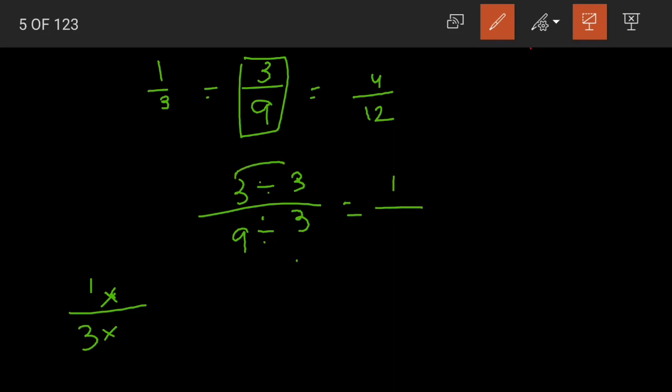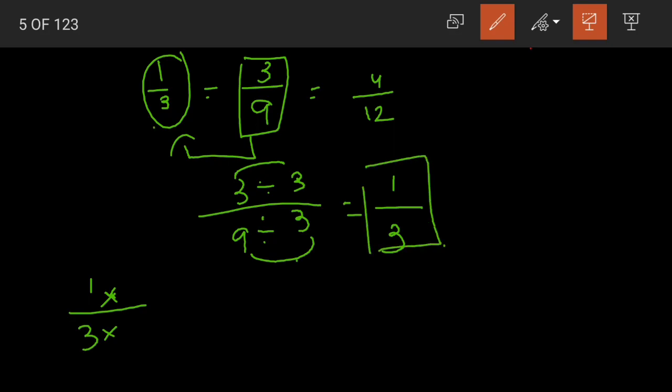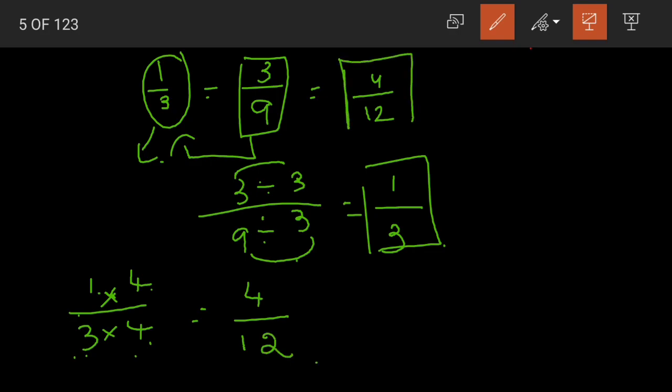3 divided by 3, 1, then 9 divided by 3 is equal to 3. Yes, so 3 by 9 is equal to nothing but our 1 by 3. In the same way, if we take 1 by 3 and multiply it with 4, multiply both the numerator and denominator. 1 into 4 divided by 3 into 4. 1 fours are 4 divided by 3 fours are 12. Yes, we got our 4 by 12. 1 by 3 is equal to our 4 by 12.